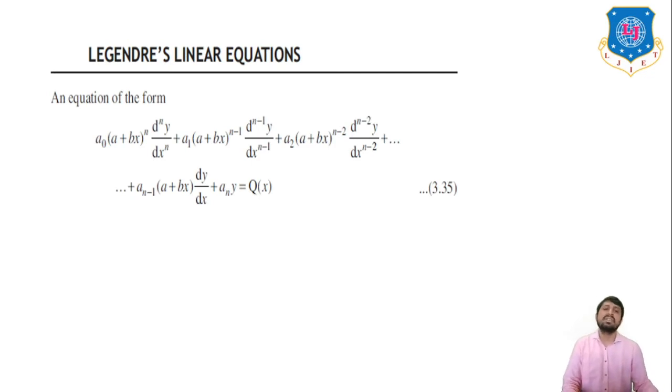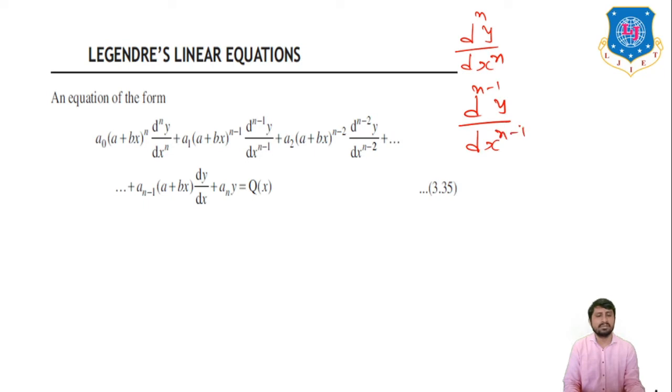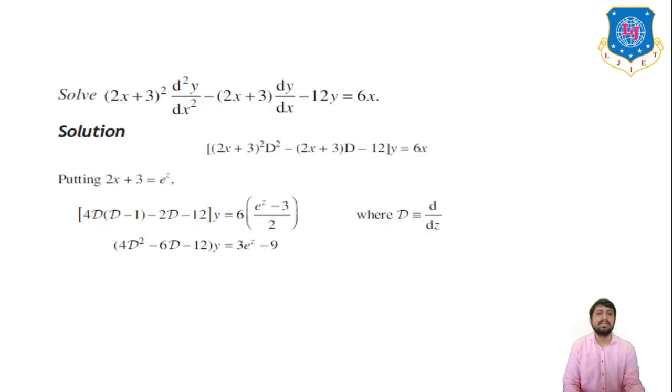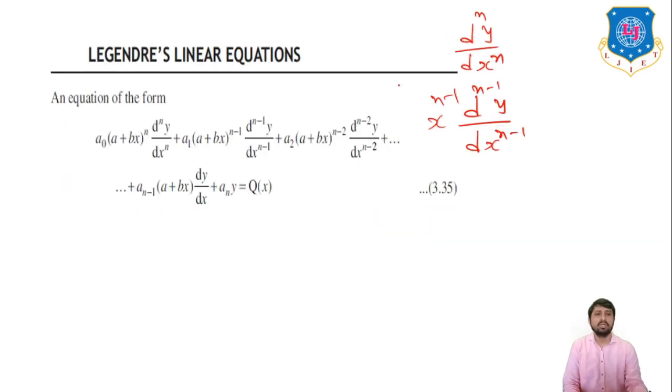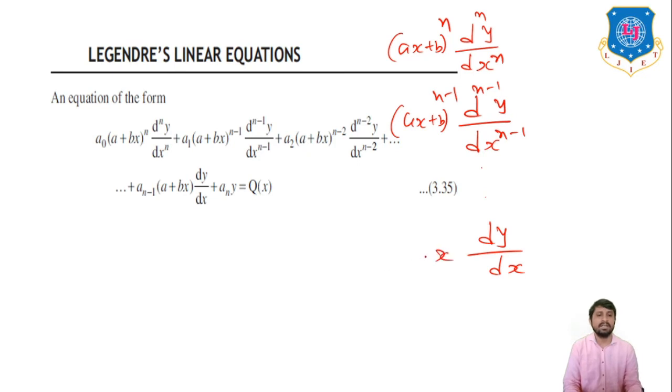Now next is a very important equation, Legendre's linear equation. The difference from Cauchy's linear equation is this: in Cauchy's equation, if we have dⁿy by dxⁿ, then in multiplication we have xⁿ, then xⁿ⁻¹ with dⁿ⁻¹y by dxⁿ⁻¹. But in Legendre's equation, not just x, we have (ax plus b)ⁿ, and instead of xⁿ⁻¹ we have (ax plus b)ⁿ⁻¹. Similarly for dy by dx, in Cauchy's equation we have x, but in Legendre's equation we have ax plus b.